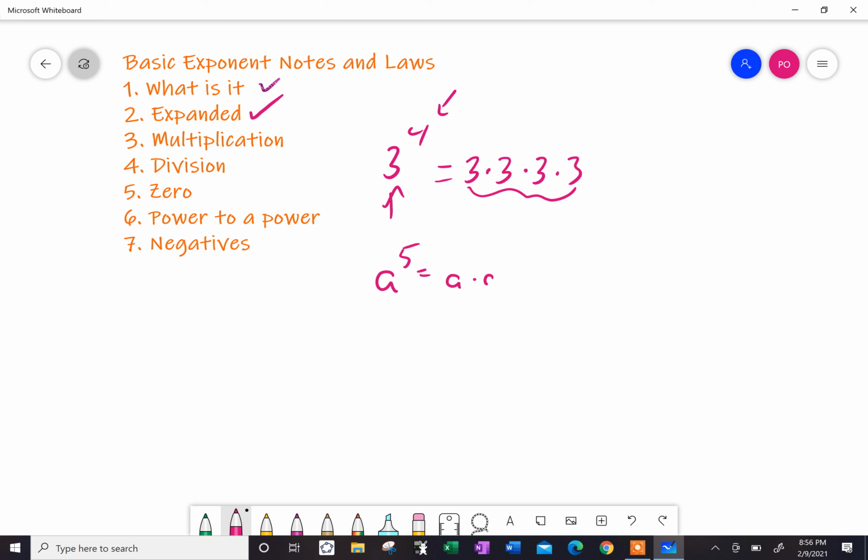Now, we can also write exponents using variables. A times A times A times A times A. That is A to the 5th. And that makes sense because A is your base. 5 is your exponent.